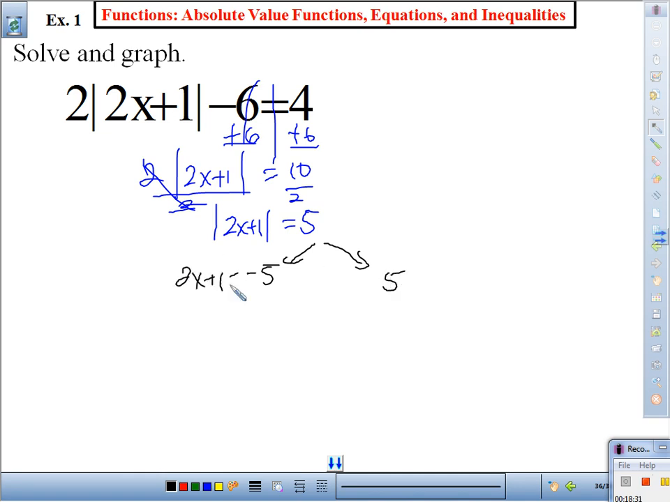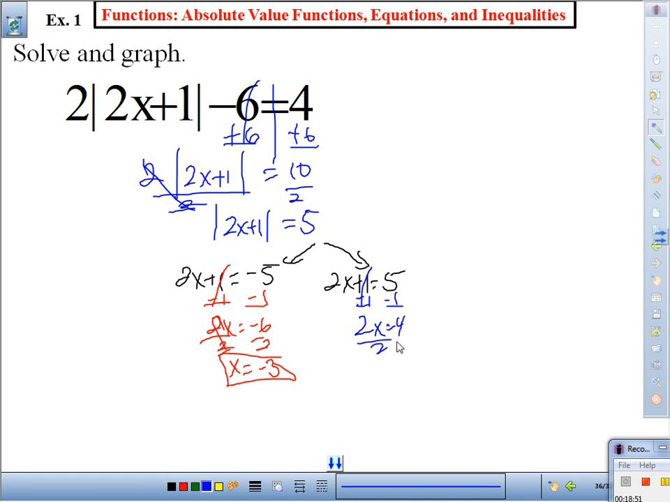2x plus 1 equals negative 5. 2x plus 1 equals 5. We solve. Minus 1, minus 1. 2x equals negative 6. Divide by 2. X equals negative 3. The other one: minus 1, minus 1. 2x equals 4. Divide by 2. X equals 2. Am I done?